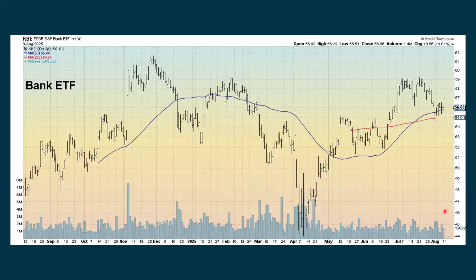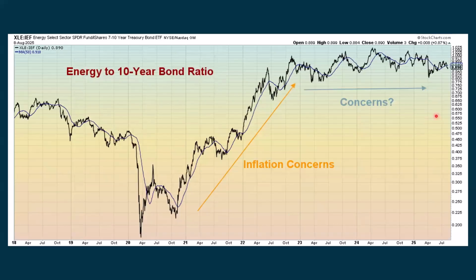Then here's just the bank ETF, just banks by themselves. Not doing all that great. They are in an uptrend, coming down a little bit here, but still dealing with their 50-day moving average. And then a ratio between energy and the 10-year yield, sideways. Going back to the beginning of 2023, we were not really seeing anything all that substantial in this ratio.